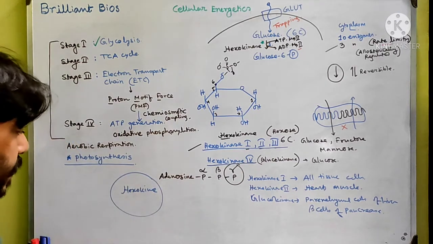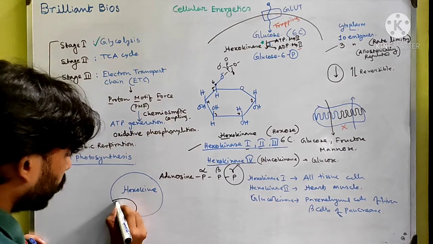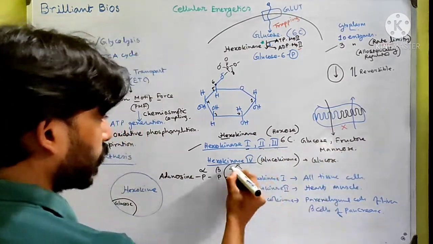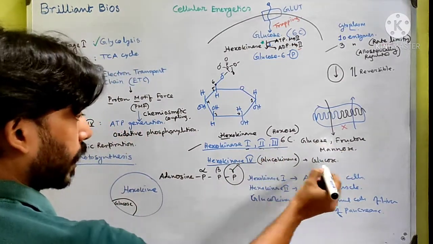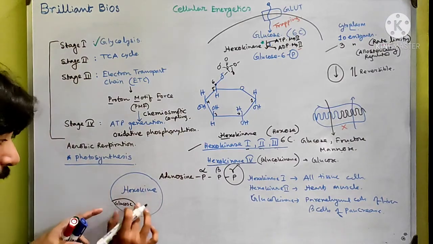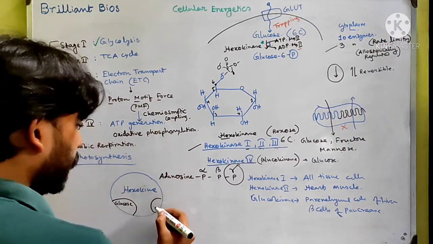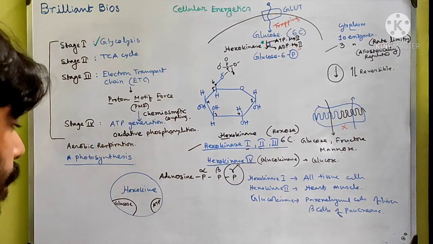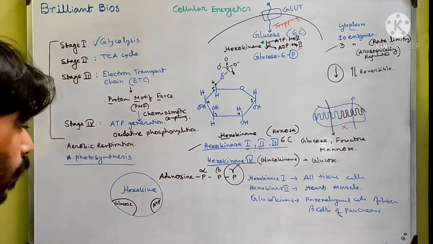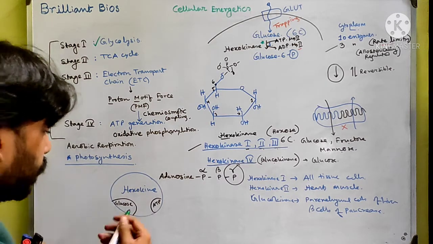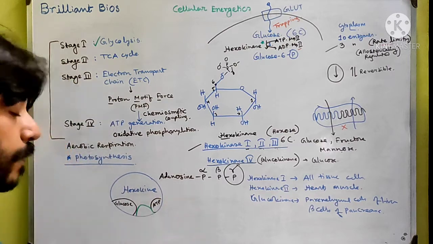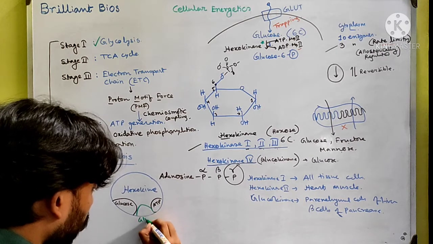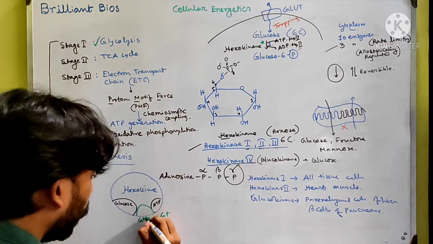This hexokinase has a substrate binding site. Let's suppose this is a glucose. In case of 1, 2, 3, it could be glucose, fructose and mannose, but in case of hexokinase 4, glucokinase, it's only glucose. So there is a binding site for glucose. There is another binding site for ATP because it is also a substrate for this enzyme. But there is another important allosteric site present inside the hexokinase that is actually bound by the product glucose 6-phosphate. You have to remember this. Glucose 6-phosphate binds with this site.